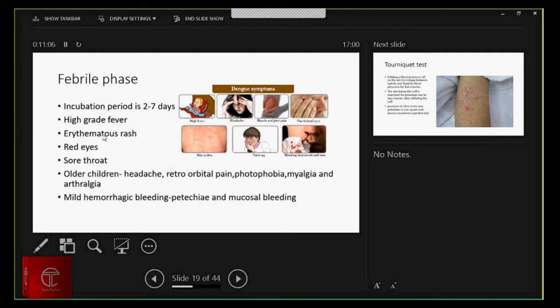They have red eyes, sore throat, and older children might complain of headache, retroorbital pain, photophobia, myalgia, and arthralgia. And they might have mild, minor bleeding manifestations like petechia and mucosal bleeding. So you will see in a clinic or in an emergency department, most of the patients with viral infections or chikungunya can also present with similar manifestations. So you need to keep an eye and have a low threshold of suspecting a patient to have dengue if anybody presents with these symptoms.